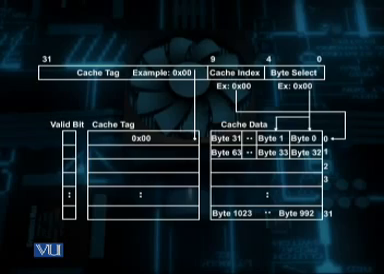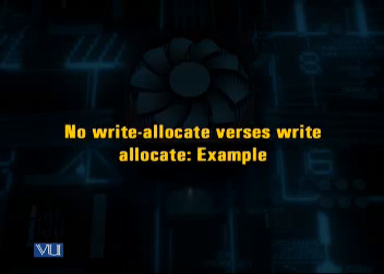In order to explain this further, let us consider this example of a fully associative write back cache with cache entries that start empty. Let us consider the following sequence of 5 memory operations and find the number of hits and misses when using no write allocate versus using write allocate.